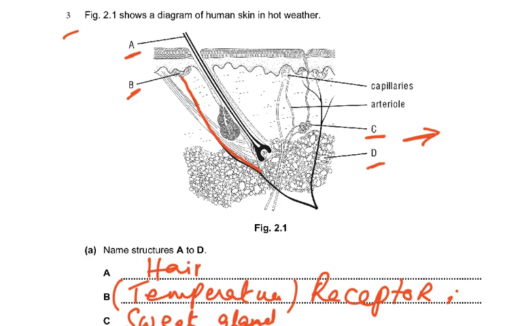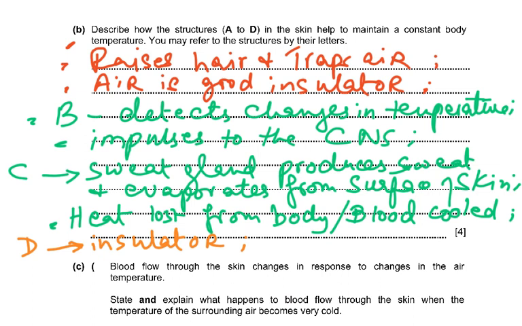Now, what does D do? D is a fat cell, so it's an insulating layer. It's an insulator. So you can see this was a 4-mark question, and there were lots of marking scheme points. Number 1 was the hair, which raises the hair and traps the air. Air is a good insulator. Then temperature receptors, B, detect changes in temperature. Impulses are generated, and these impulses carry to the central nervous system, which is the brain and the spinal cord.